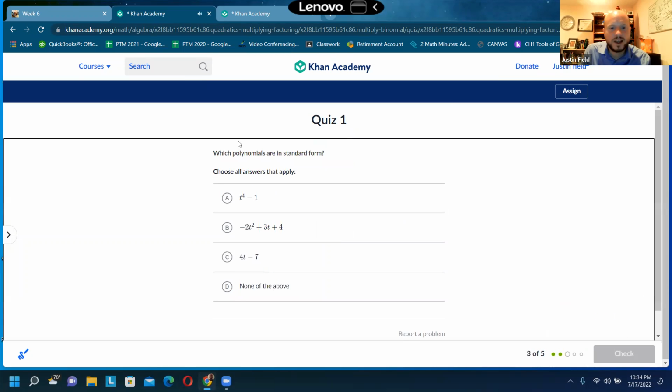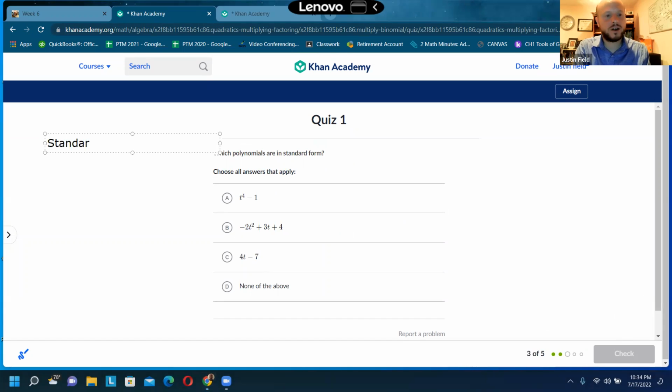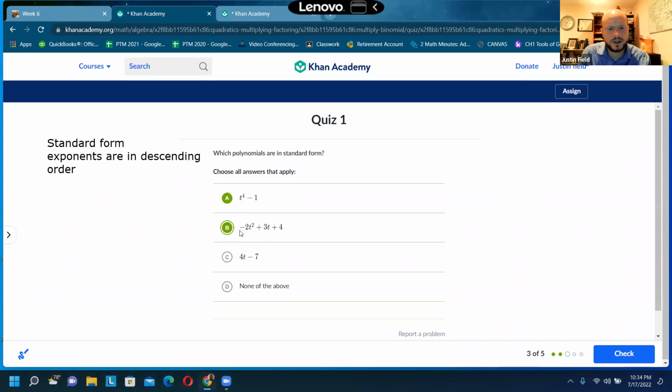Pretty cool, huh? Standard form of a polynomial. So let's talk about that. Standard form, exponents are in descending order. I think that's basically it, right? Yeah, so that's what you've got to know. All right, so there you go. They're all in standard form. All of them have the highest exponent first and so on.